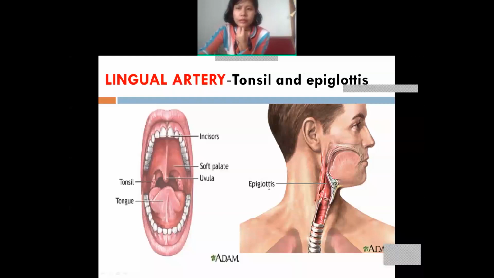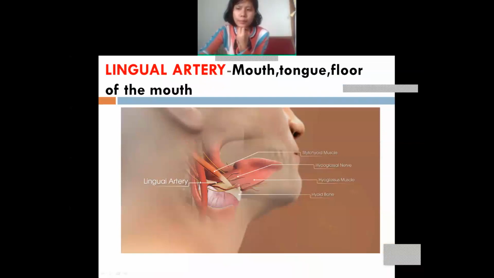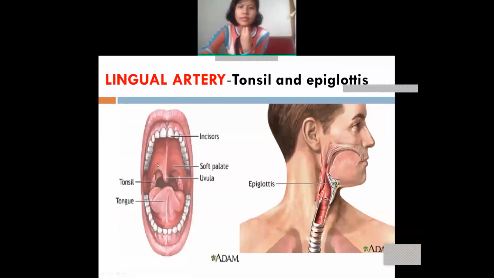The lingual artery, I'll repeat again. You will find here, this is the lingual artery. So the lingual artery, they will go and supply blood to where? They will go and supply blood to the mouth. Understand? Your mouth, your tongue, then floor of the mouth. Floor of the mouth means downside of the mouth, no? That is known as the floor of the mouth. Also, as well as tonsil. This is the tonsil and as well as epiglottis. This is epiglottis. So this is about lingual artery. Are you clear? Lingual artery.